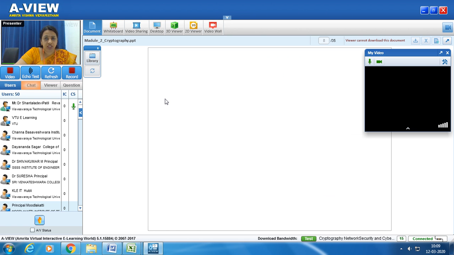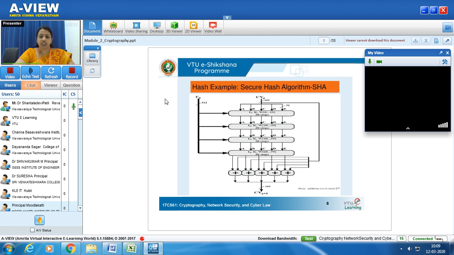Moving further, over here we can see the construction of the entire hash. So we have the actual input that is given to the hash, that is the message that is given to the hash, along with the initialization vector.